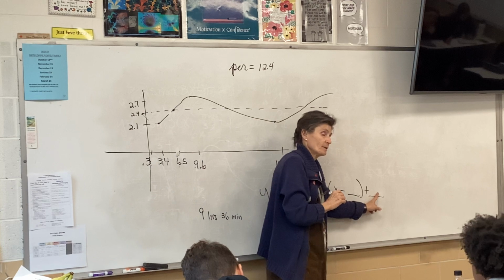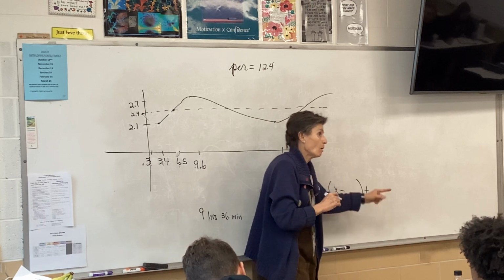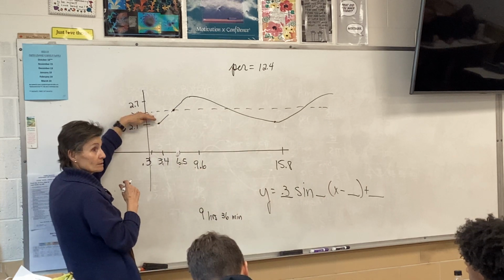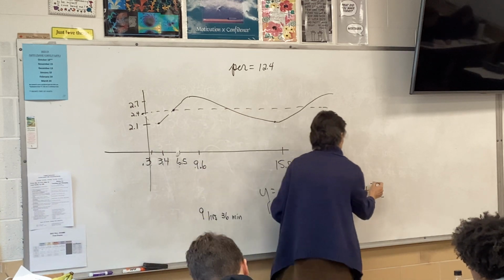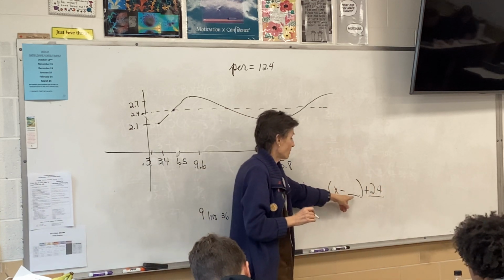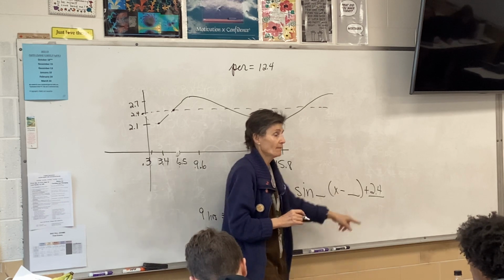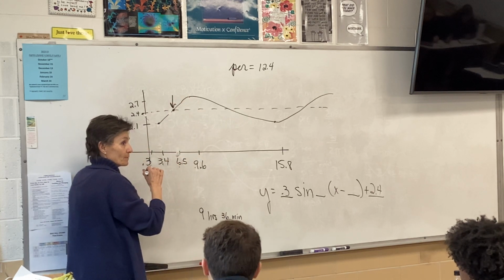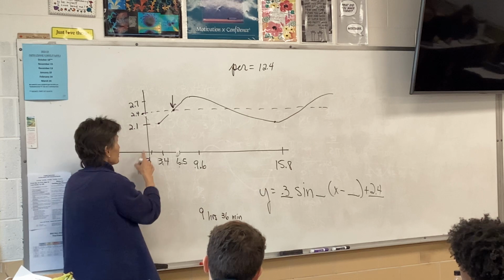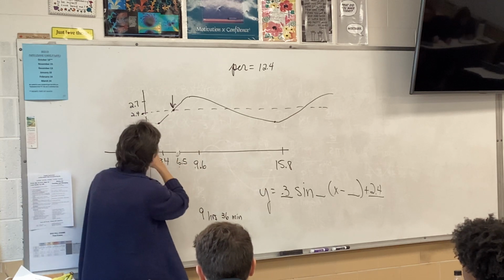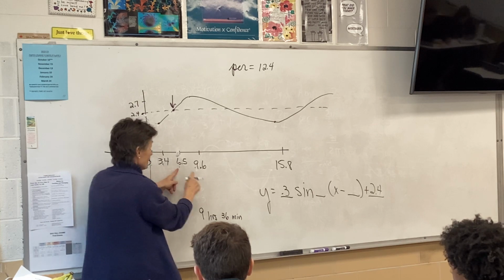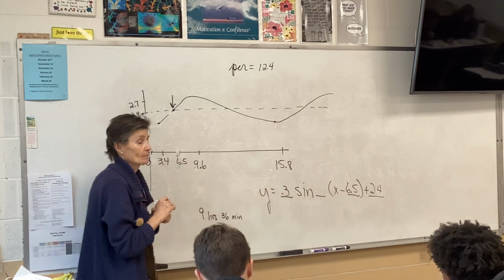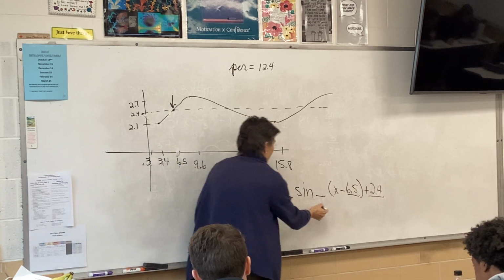What's this number have to do with anything? That's how much I lifted it up. So it lifted up 2.4. What's this number have to do with anything? Left and right. So if I'm thinking of this as a sine curve, this would be my starting point. The starting point should be at the origin. It got shifted over. Is that 6.5? Yeah. So that's going to be x minus 6.5.